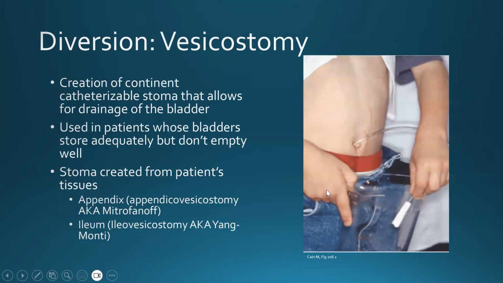And so we'll start with a vesicostomy. This is a creation of a continent catheterizable stoma that allows for drainage of the bladder, and that's exactly what this patient has here. Here is a catheter going into that stoma that is in the umbilicus, and the umbilicus is often utilized for purposes of cosmesis. It's used in patients whose bladders store adequately, but they don't empty well. And the stoma is created from the patient's tissues.